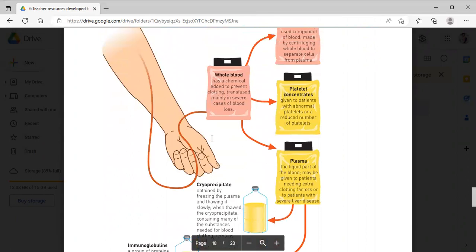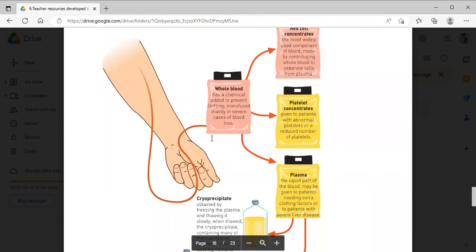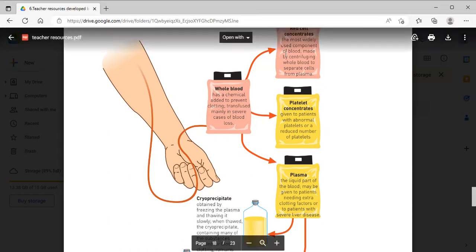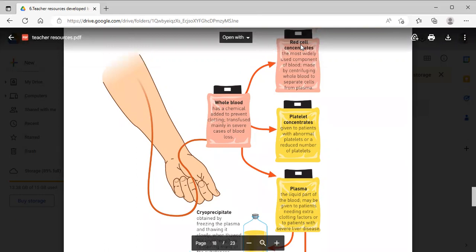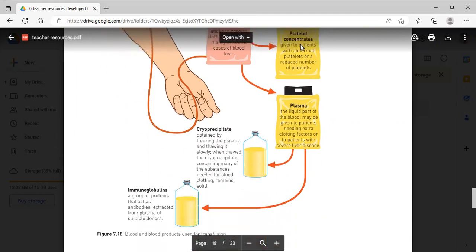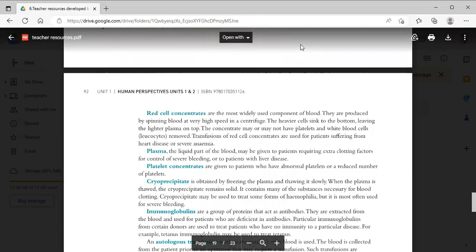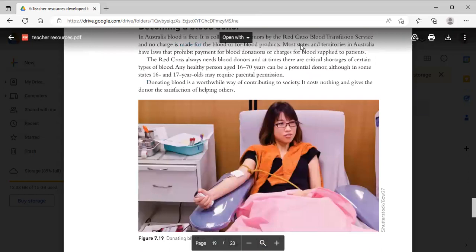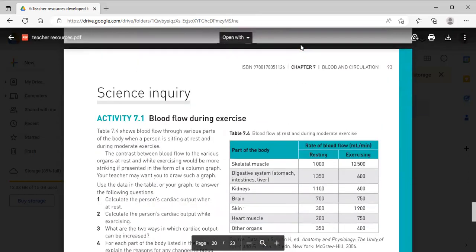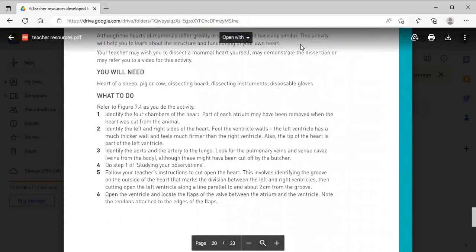Whole blood has chemical added to prevent clotting. जो हम अगर ब्लड डोनेट करते हैं तो जिस कंटेनर में, जिस बैग में उसे लेते हैं, उसमें हम थोड़ा एंटीकोगुलेंट केमिकल डाल देते हैं, and then red cells concentrate डाल देते हैं उसमें and centrifuge करके रख देते हैं. ब्लड प्लेटलेट्स कंसंट्रेट्स भी डाल देते हैं, plasma liquid part and cryoprecipitate. Obtained immunoglobulin. अगर हमें immunoglobulin चाहिए, products चाहिए ब्लड से, तो हम ऐसे निकाल लेते हैं different products. Becoming a blood donor, that can be donated also. Science inquiry, question and answers are there now.